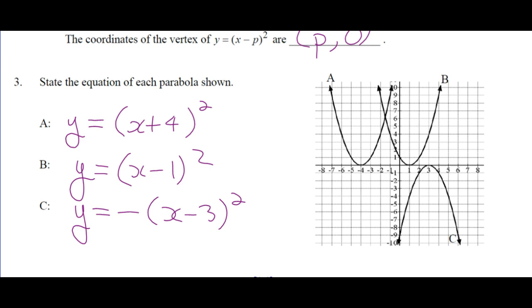So this guy's saying something, right? But the negative in front says what? Well, you reflect it in the x-axis, so it opens down instead of up.